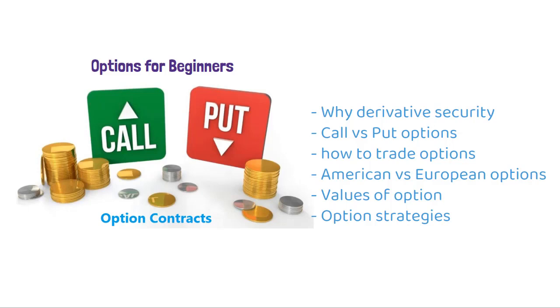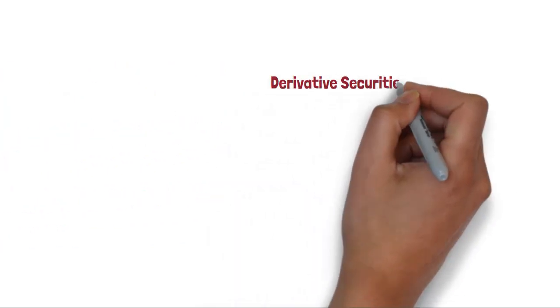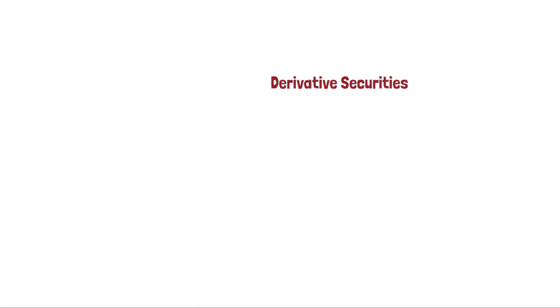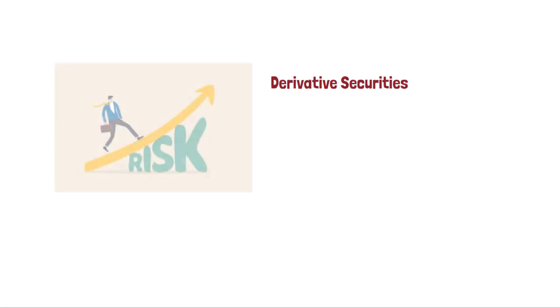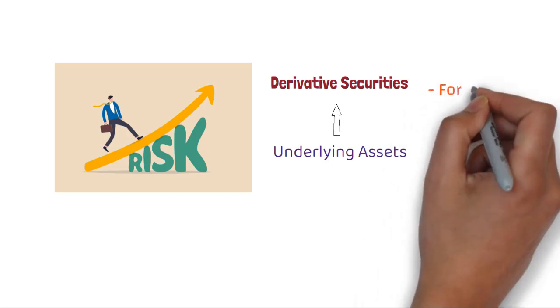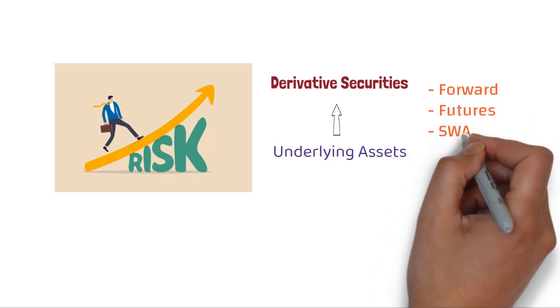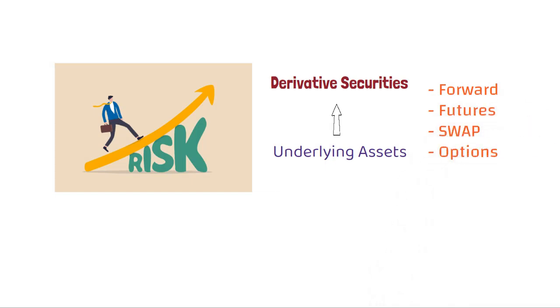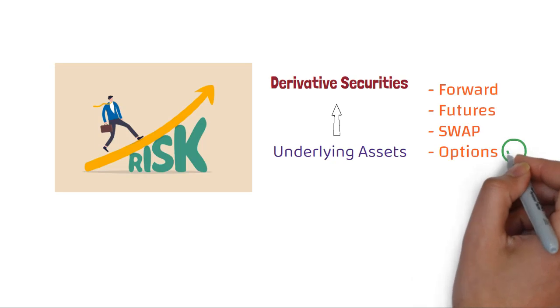Let's start with derivative securities first. Derivative securities, or simply derivatives, play a large and increasingly important role in financial markets. These contracts are used to hedge the risk. These are securities whose prices are determined by or derived from the prices of other securities, namely an underlying asset. Examples of derivative securities are forward, futures, swap, and options contract. Our subject matter in this video is options.